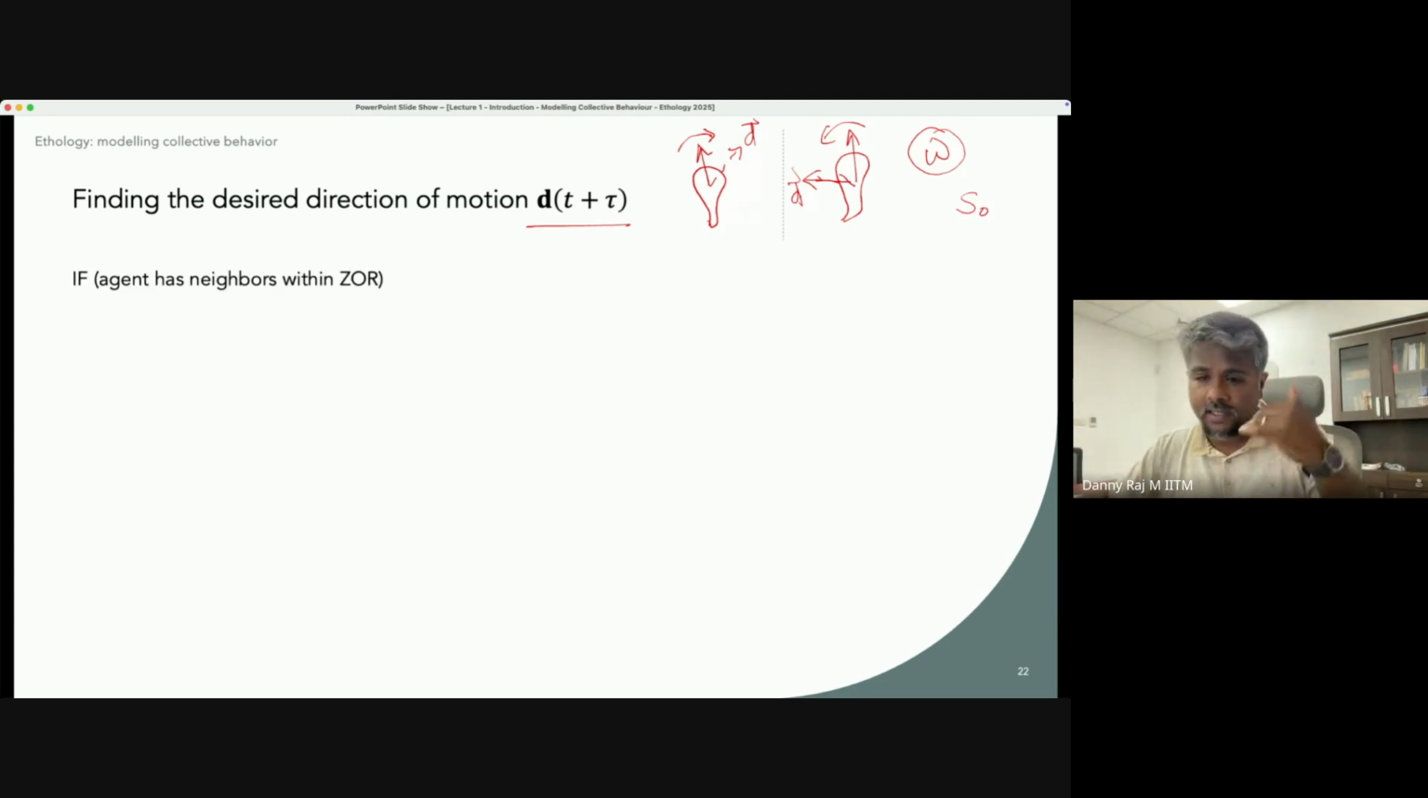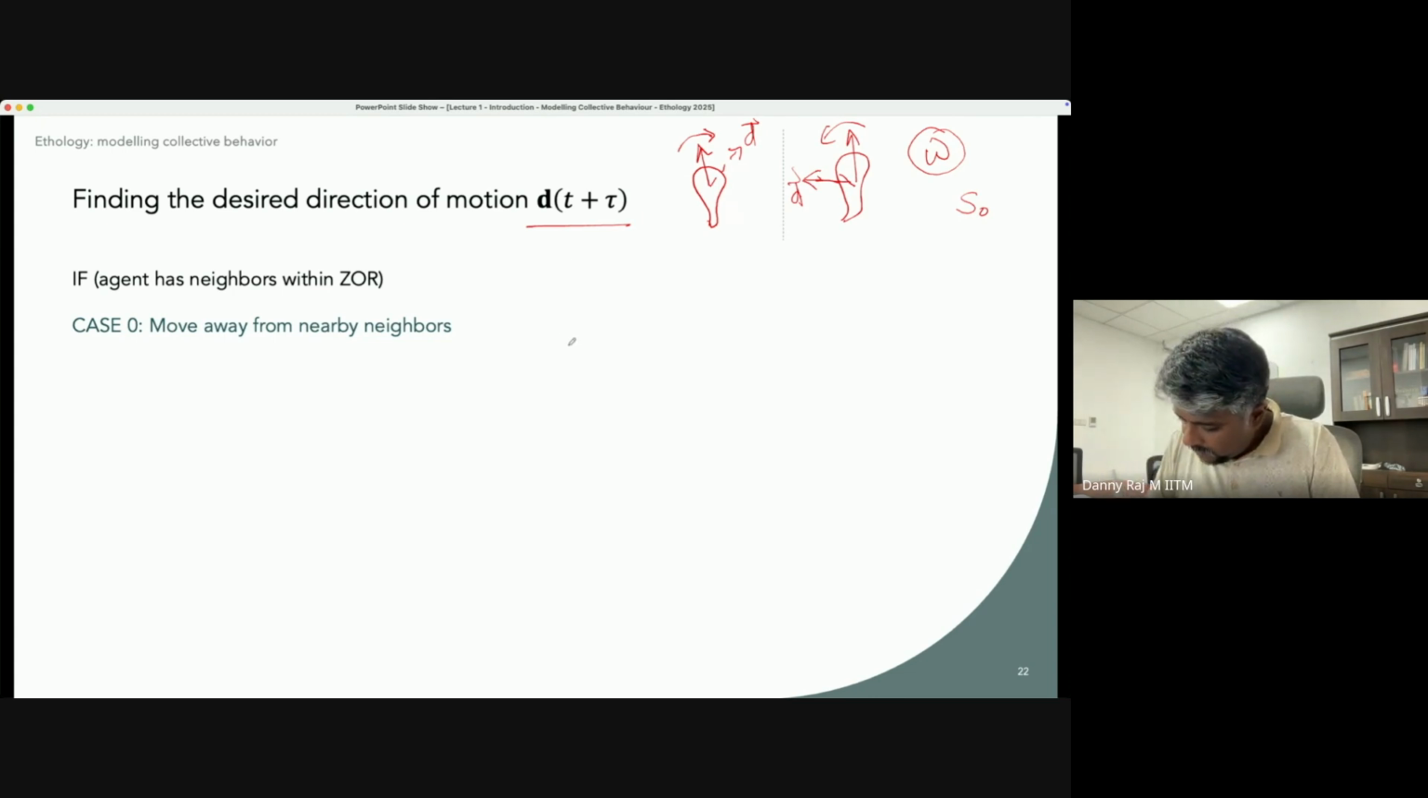All right, so now let's go. What is the thing that you do? Rule one: the agent has to make sure that there are no other agents within the zone of repulsion. That's the first thing it has to do. So the if condition is, if the agent has neighbors within the zone of repulsion, what does it do? It will move away from these neighbors.